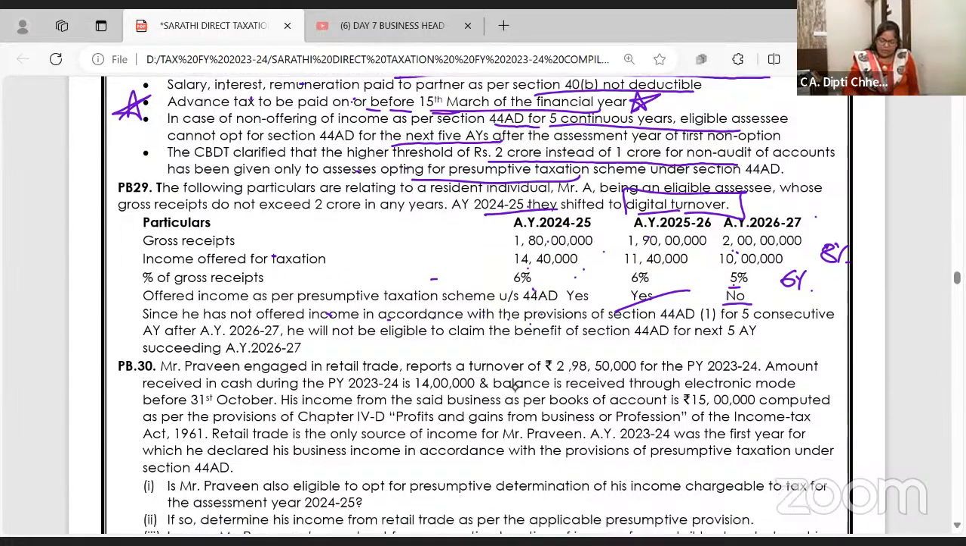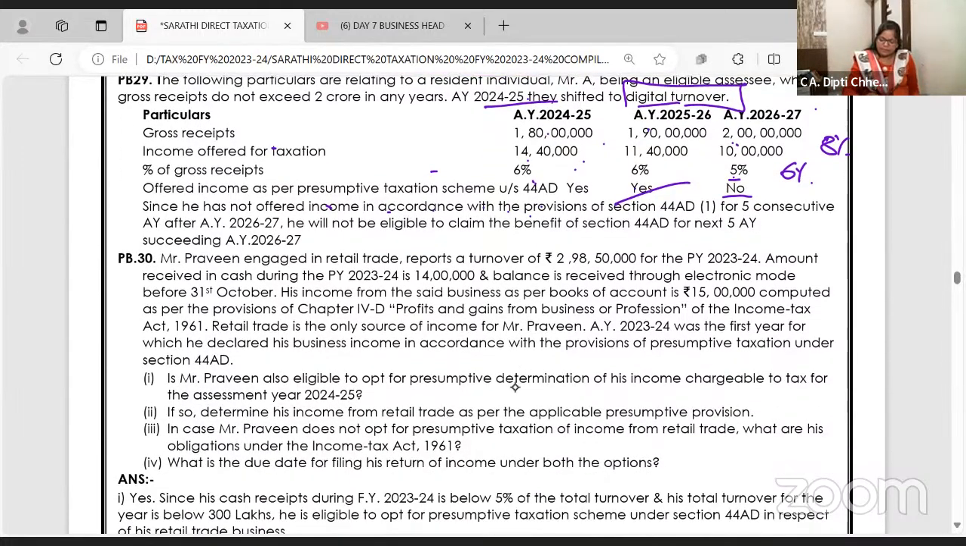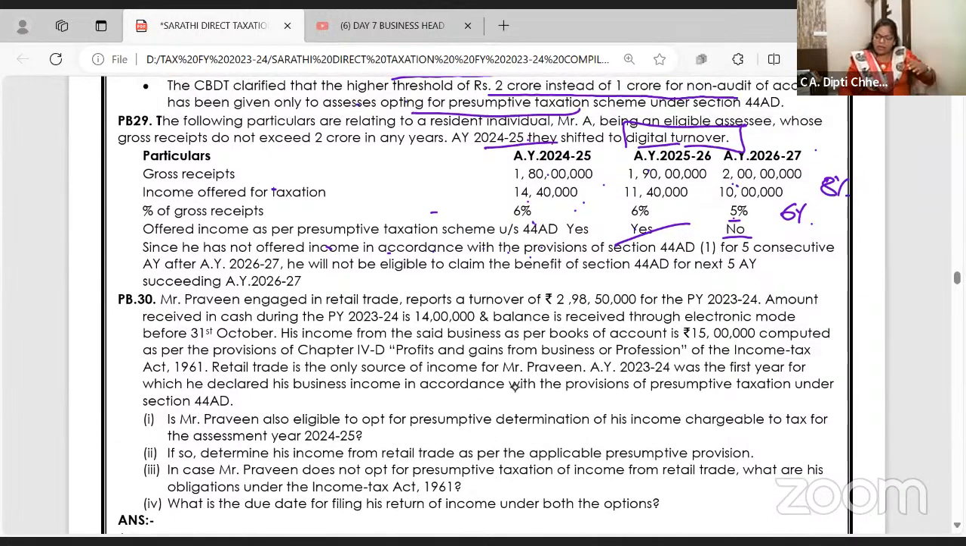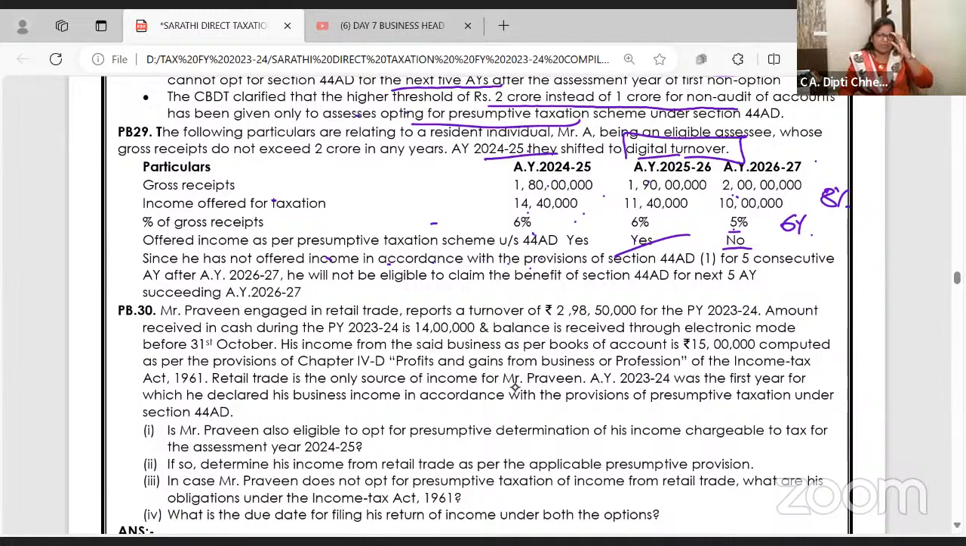Is that clear to all of you, dear students? See, listen, some confusion is there according to your chat. Now listen carefully. If you are opting for presumptive taxation, show at least 8% of the turnover as net profit. Then why, ma'am, is 6% allowed here? Because it's a digital turnover. Okay? Right. Next.